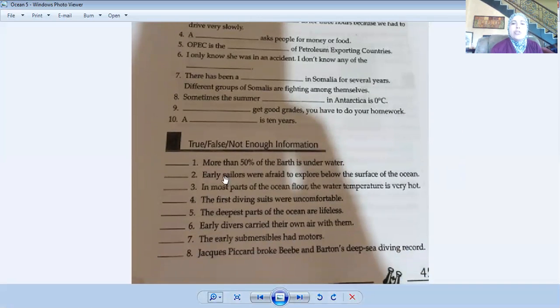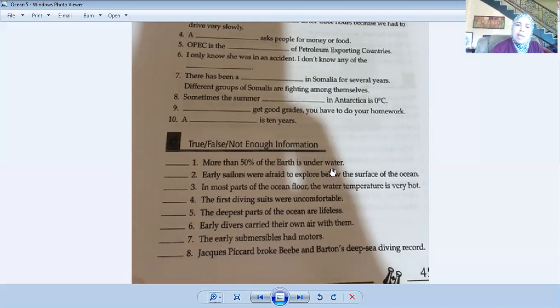The title says true, false, not enough information. So we're supposed to read these sentences and decide whether the sentence is true, it goes along with a reading passage that we've discussed, whether it's false, or whether the information available in the passage is not enough, so we cannot say true or even false. So let's see. Let's read the first sentence. Number 1, more than 50% of the earth is underwater. That's really true. Not just 50, 70% is underwater.